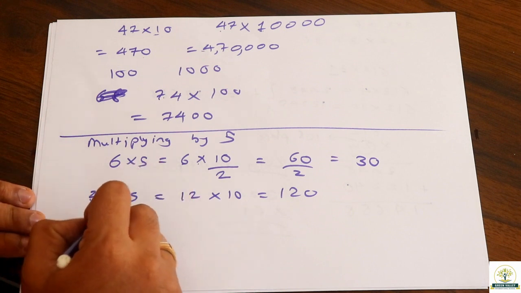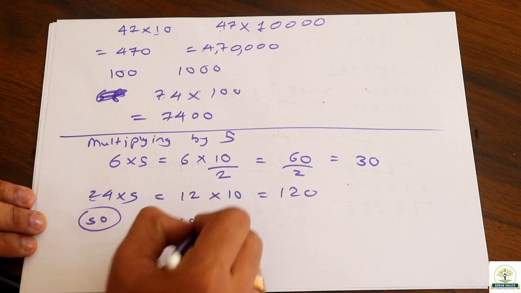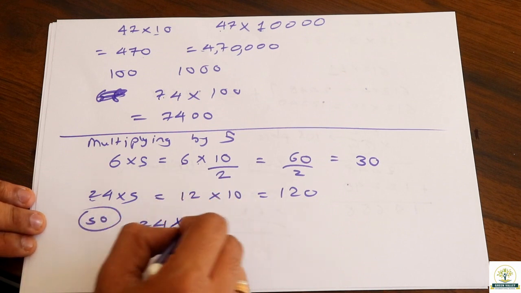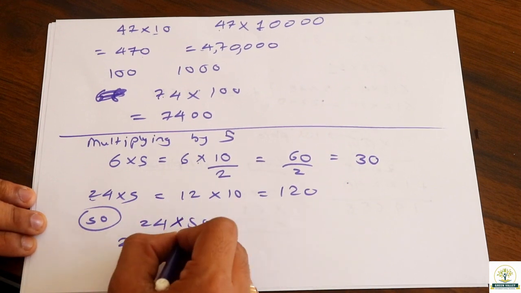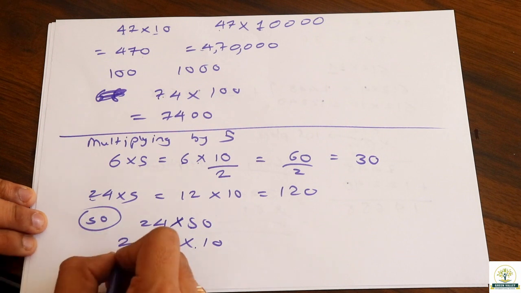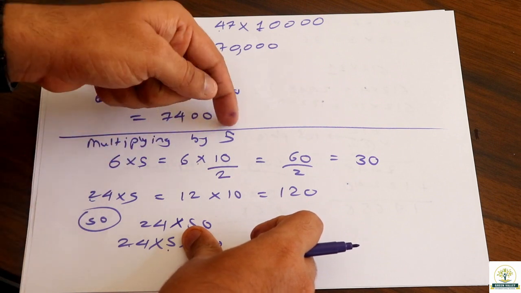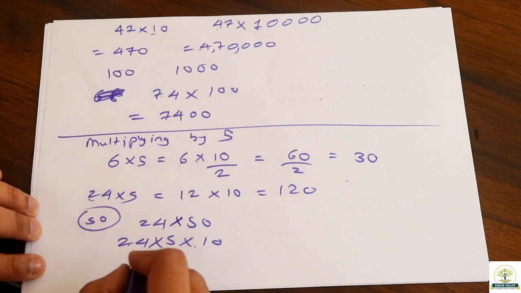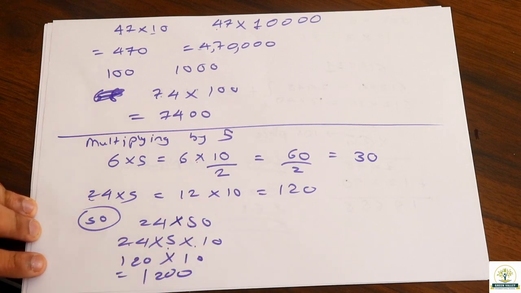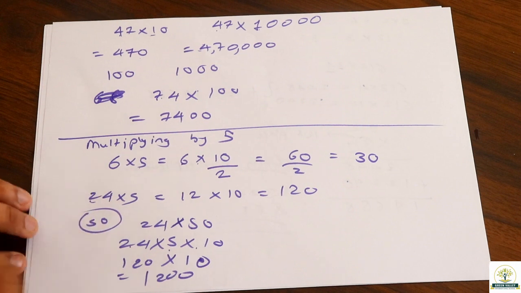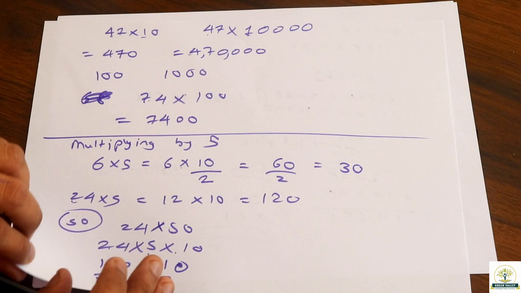Same goes for multiplying by 50. Suppose 24 multiplied by 50, it is as good as 24 multiplied by 5 multiplied by 10, because 50 is 5 tens. So I have already learned the trick of multiplying by 5. 24 5s are 120 and then multiplied by 10, so that will be 1200. Please excuse my handwriting, because I am trying to write as fast as possible.